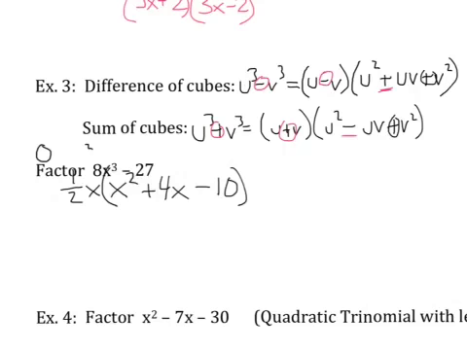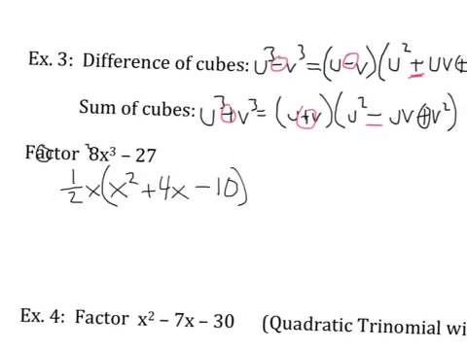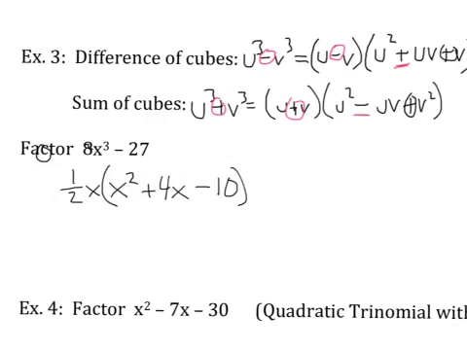So I want to factor 8x to the third minus 27. Okay, so just like with the squares, with cubes I'm going to go ahead and take the cube root of both. So 2x and 3. Those are my two cube roots. And so I'm going to look up here at the difference of cubes. So I'm going to take those two things and subtract them. It's going to be 2x minus 3.